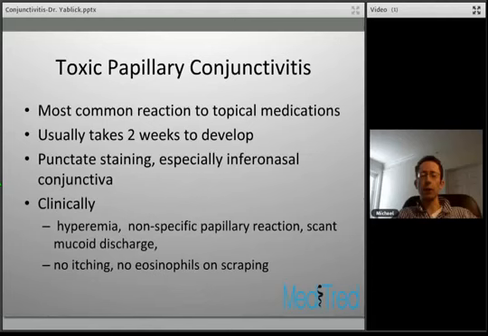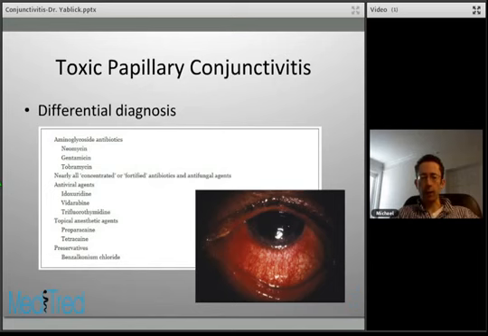Now, toxic papillary conjunctivitis has a broad differential. These are just some of the medications that can cause the condition. Below is a dramatic appearance that you can see. This is a patient that had been on topical trifluridine drops, and it causes this intense hyperemia. And if you were to look at the palpebral conjunctiva, you would see a papillary reaction.